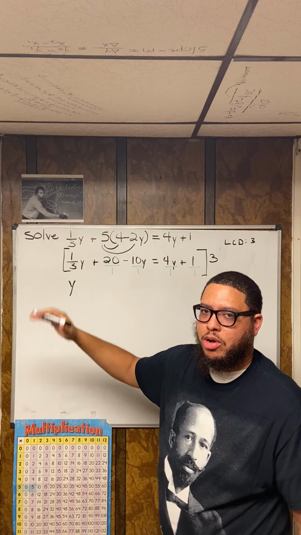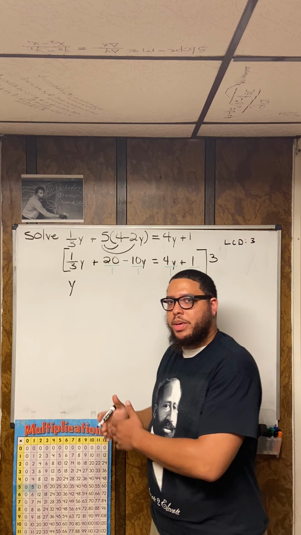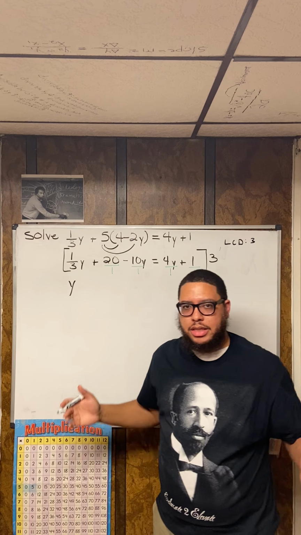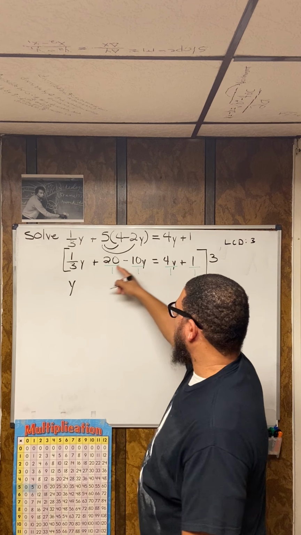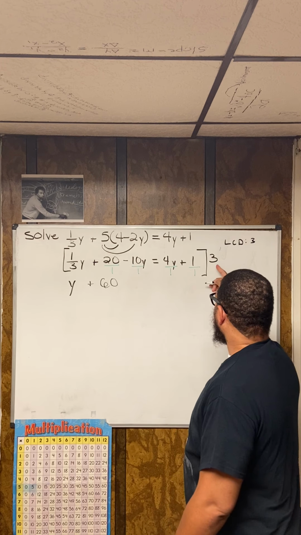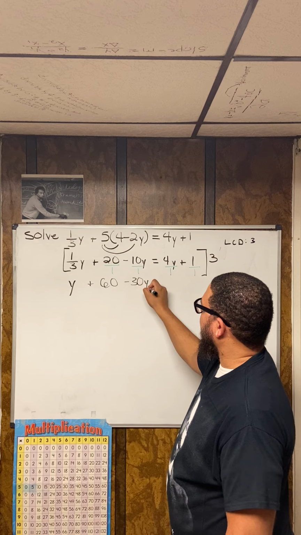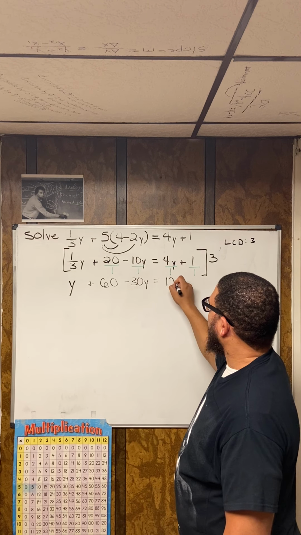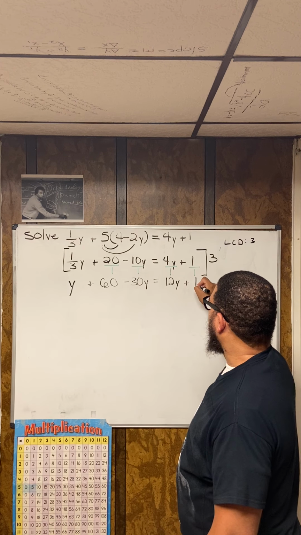But I can't just multiply the 3 by the fraction that I'm trying to get rid of. In order to keep the equation balanced, I have to multiply that LCD by everything inside the equation. Every single term. So I do 3 times positive 20, which is plus 60. Then 3 times negative 10y, which is negative 30y. Then I write my equal sign. Then 3 times 4y, which is 12y. Then 3 times 1, which is positive 1.